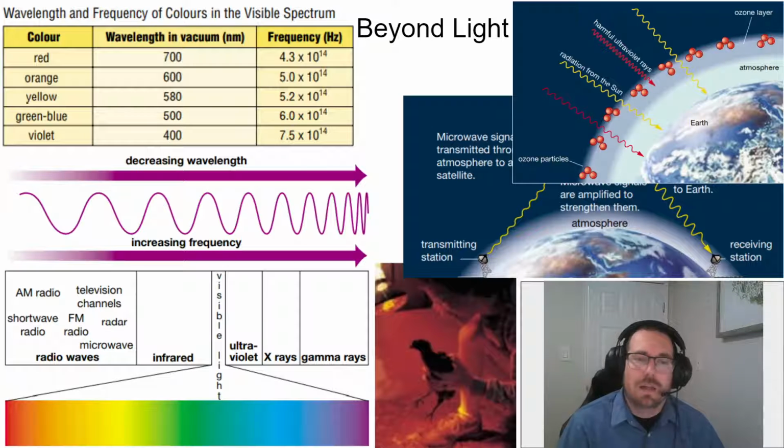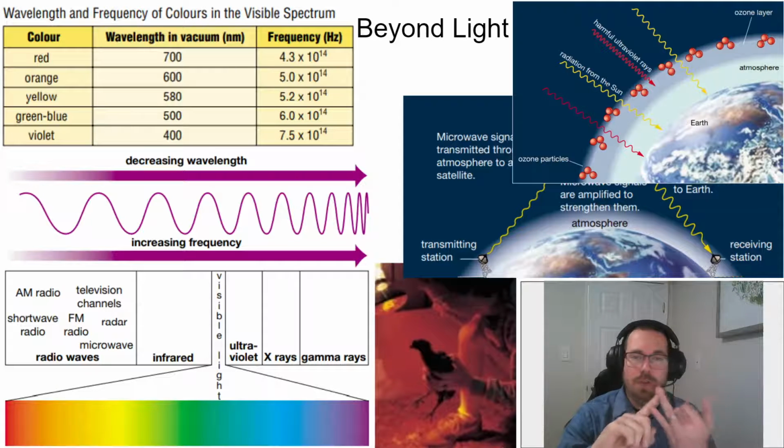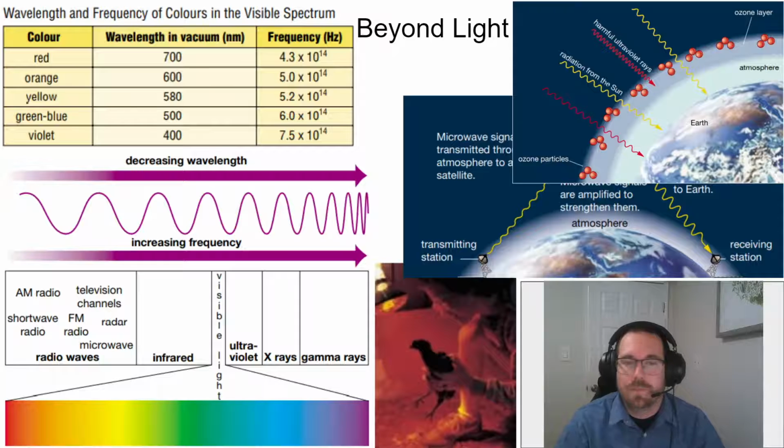And if you remember from our last unit as well, we even learned that there are different types of UV radiation, UVA, UVB, and UVC, that have different effects on us and different interactions with the atmosphere.